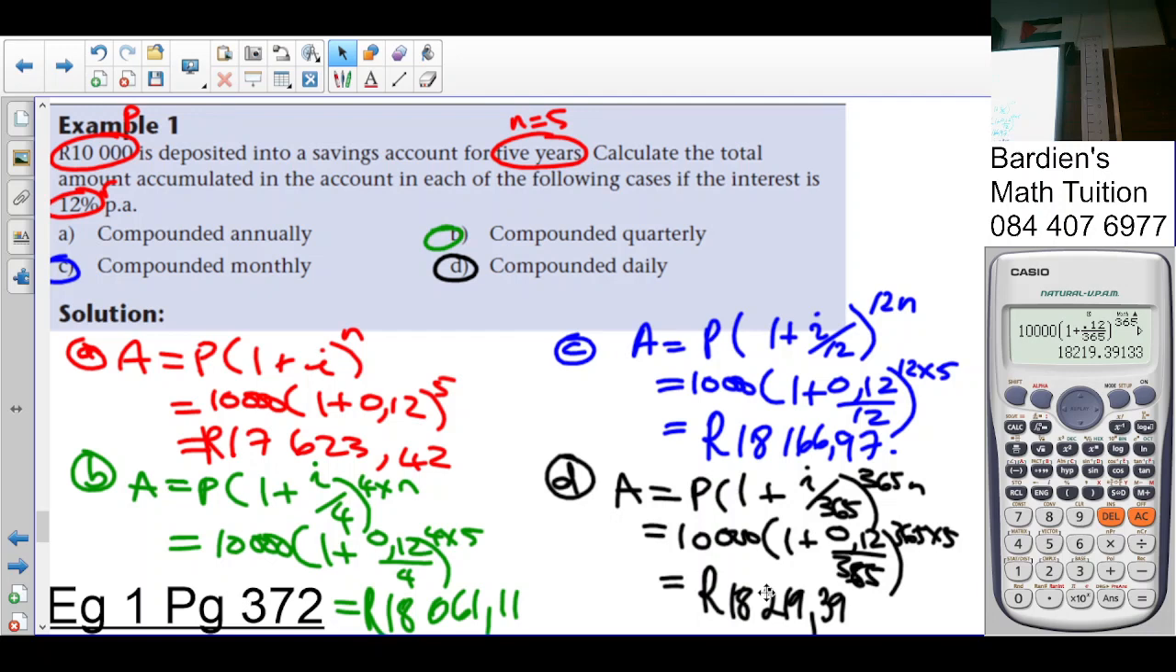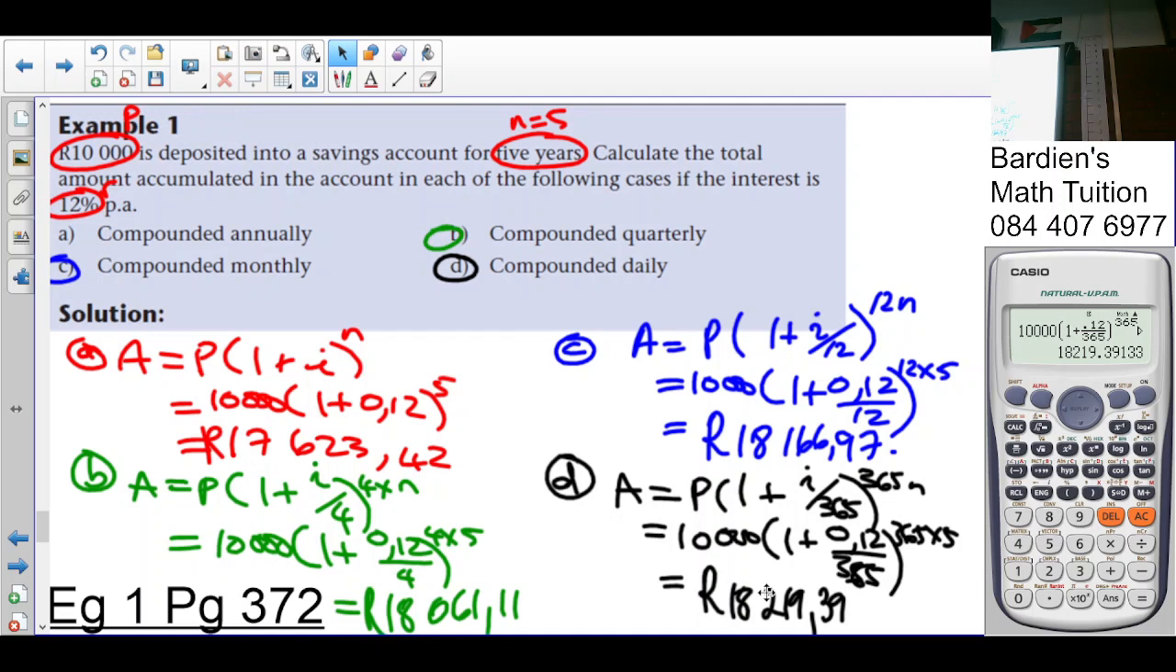Compounded quarterly, which means to say it's compounding 4 times in that year, it's 18,061 and 11 cents. Compounding 12 times in the year, which is compounded monthly, gave you a bit more. And the most, the better return, was for the compounding at 365 times for the year. So the more the compounding, whilst the rest of the conditions remain the same, the better the return.